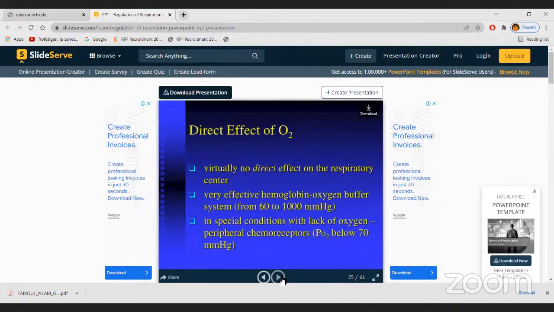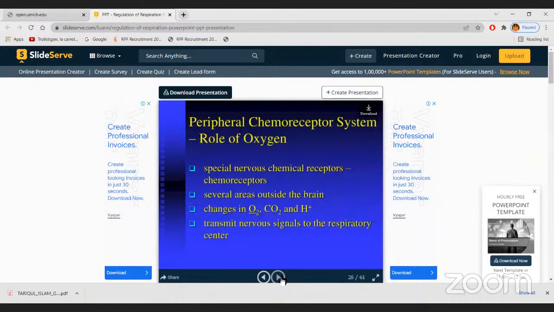The direct effect of oxygen: oxygen has virtually no direct effect on the respiratory center, owing to the very effective hemoglobin-oxygen buffer system from 60 to 1000 mmHg. Under the special condition of lack of oxygen, the peripheral chemoreceptors are active. The peripheral chemoreceptor system has a role for oxygen.